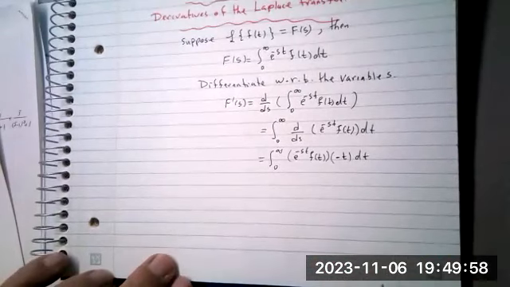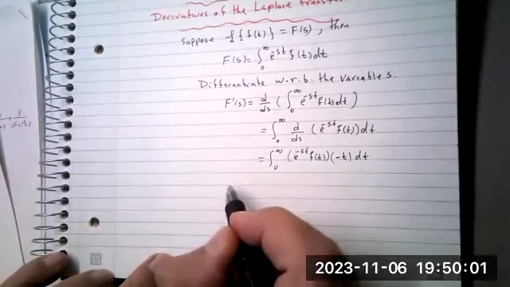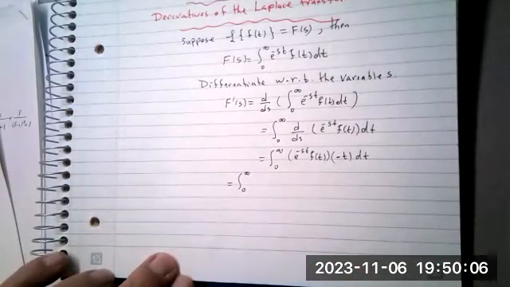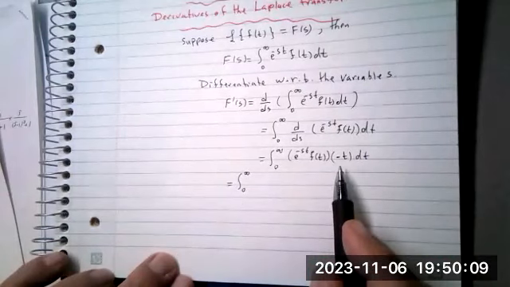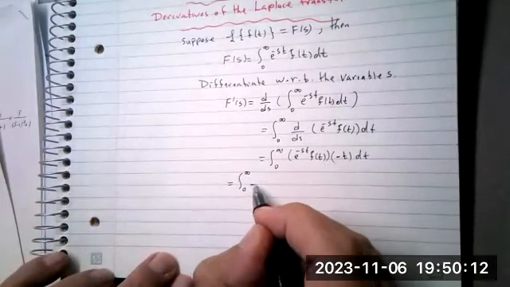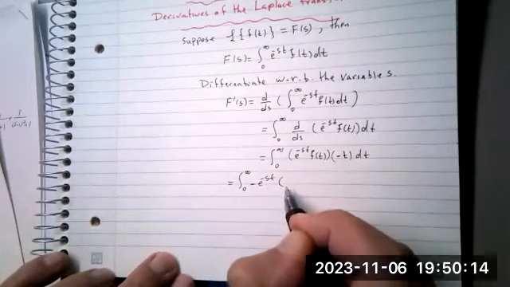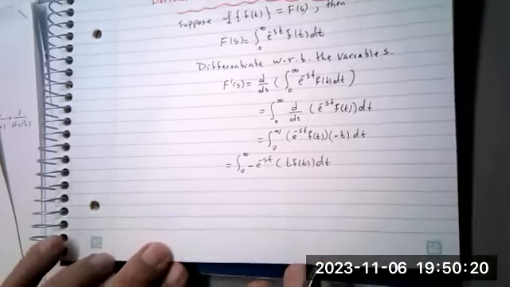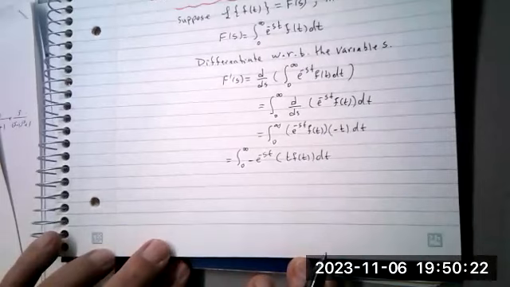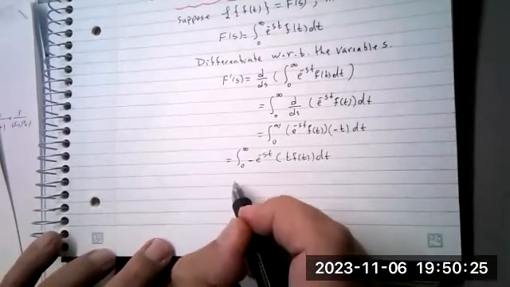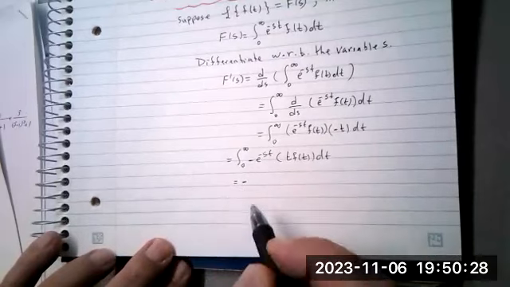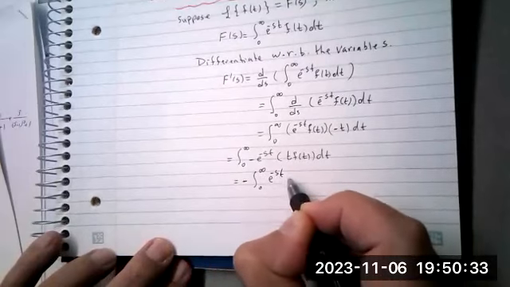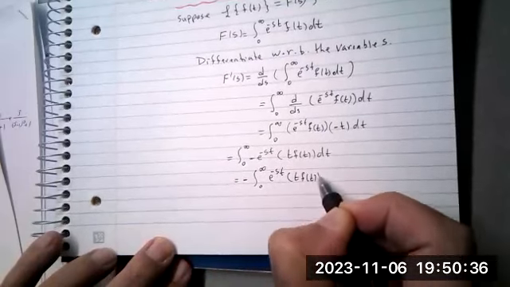Okay? So if you rewrite it, that gives you 0 to infinity. Then what we have is a negative e to the negative st. Put the t and f of t together, dt. So you can pull out the negative sign here. That gives 0 to infinity e to the negative st t f of t dt.